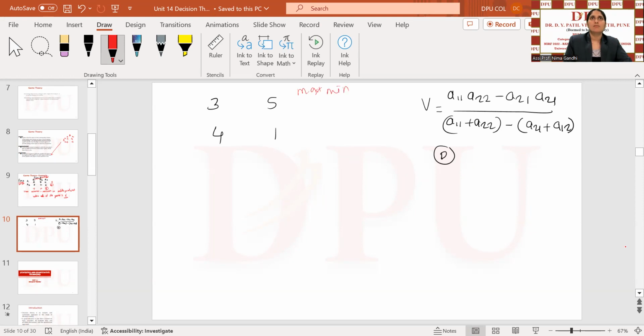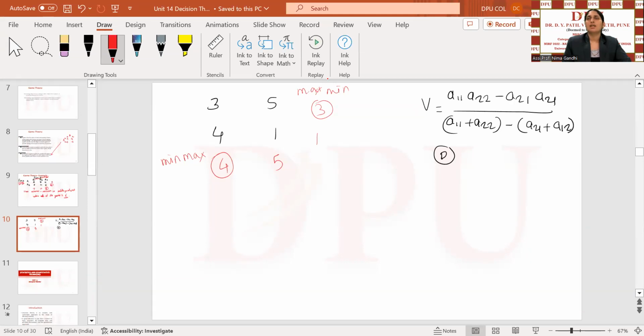So first find out the max min. How do we find out the minimum of this? And then the maximum of the minimum. So this is your max min, which is 3. Min max we find in the columns. First we find out the maximum and then the minimum of the maximum. So here the max min and min max are different, so we can say no saddle point exists.